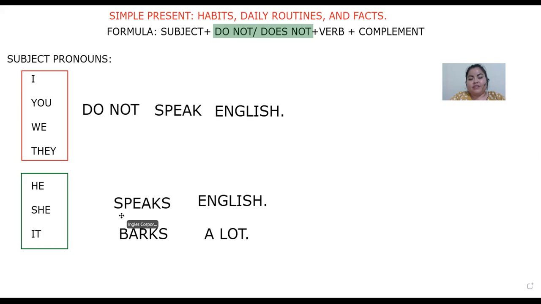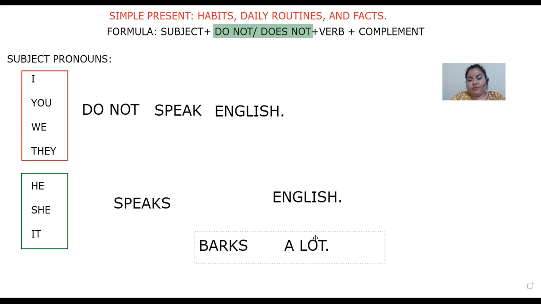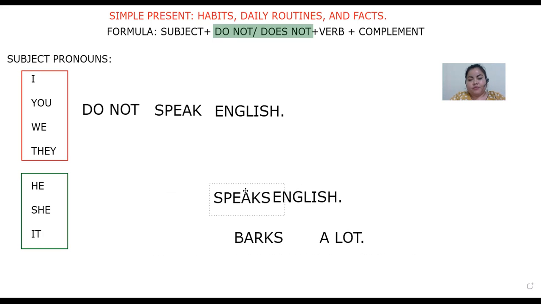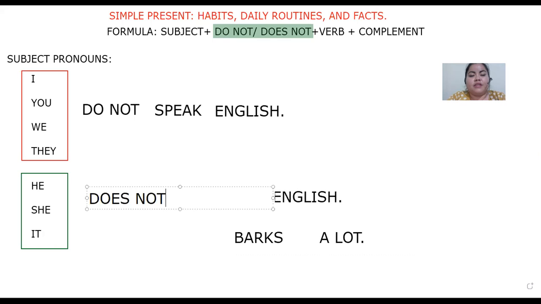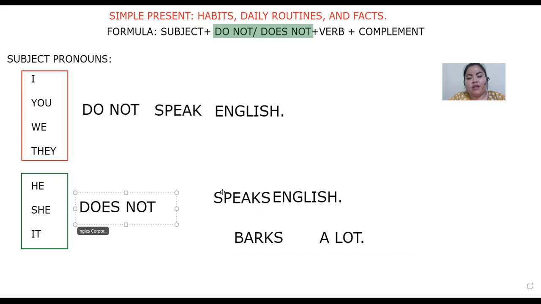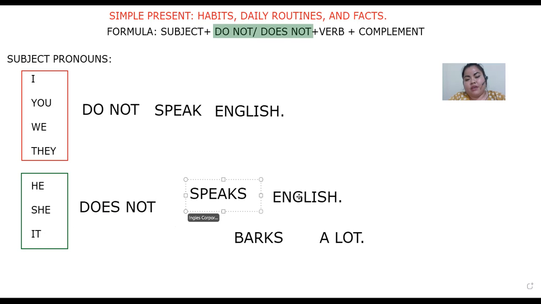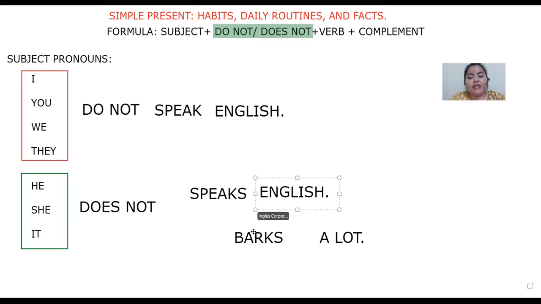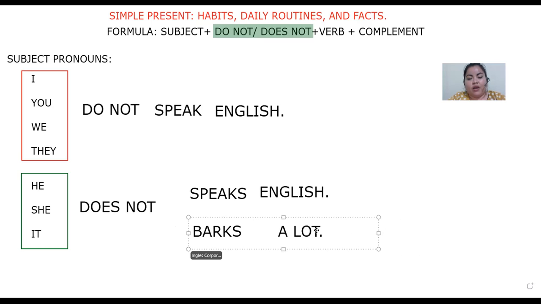With he, she, and it is going to be exactly the same. Does not. We are going to use does not. Exactly. Very good. We're going to use does not. Right? Now, with this, we're going to say she, he, it, right? Does not speak English. It does not bark a lot.